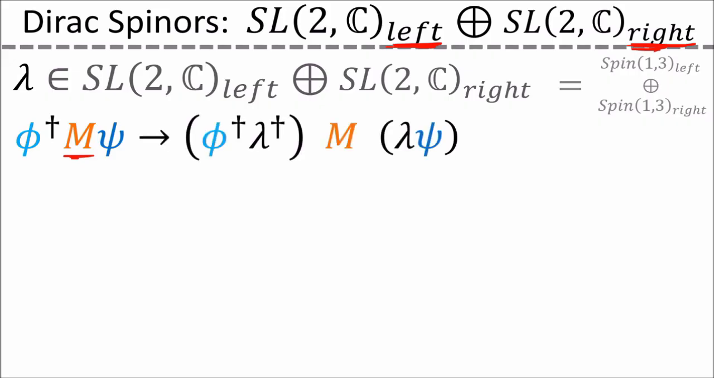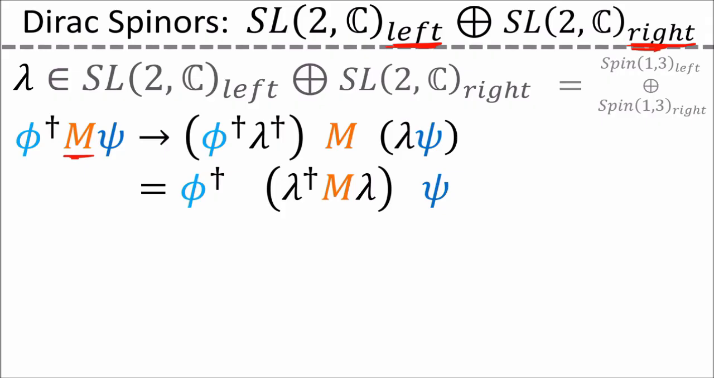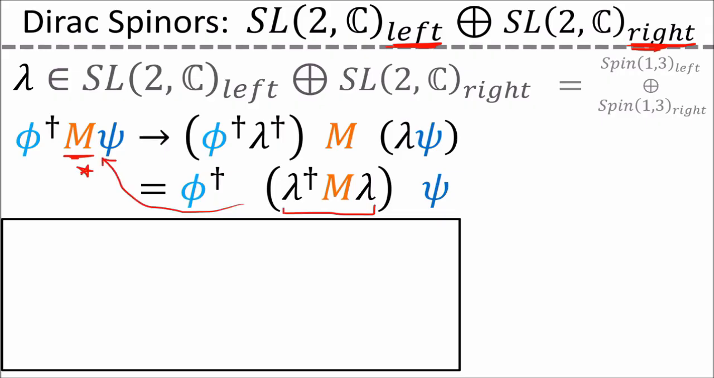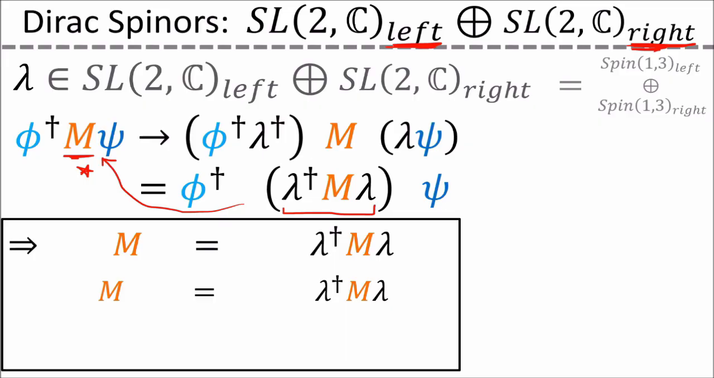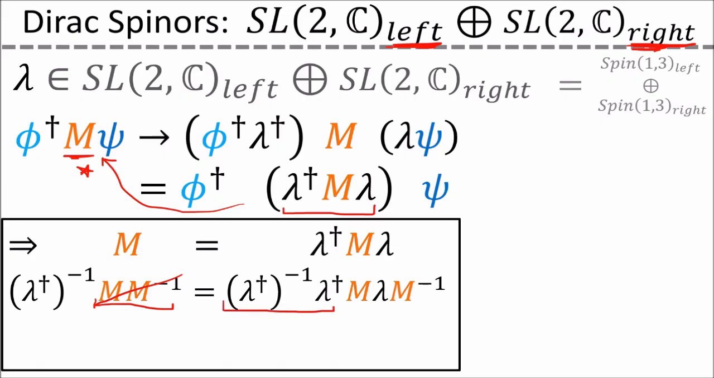If we Lorentz transform our Dirac spinors using lambda and demand that the result is unchanged in the new coordinate system, we get that lambda dagger M lambda must equal M. We can take this formula and multiply both sides on the left by lambda dagger inverse, and multiply both sides on the right by M inverse. This lets us cancel some M's and lambdas, and we get lambda dagger inverse equals M lambda M inverse.